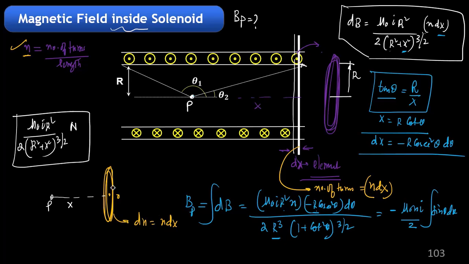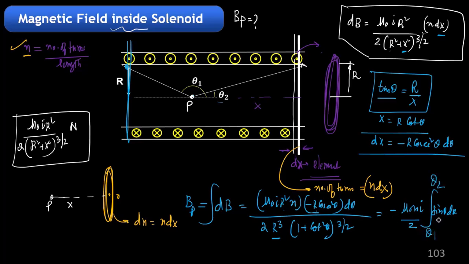So in order to take the limit, this is one extreme end of the coil and there is another extreme end. One extreme end is making angle theta 1 from the positive x-axis and another extreme end is making angle theta 2. So the limit should be from theta 1 to theta 2.